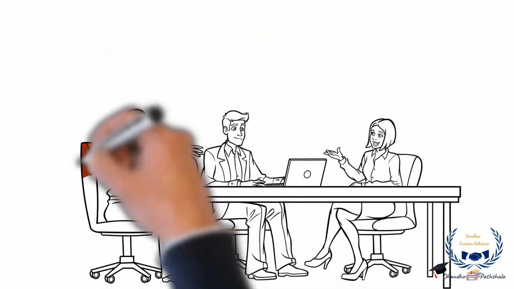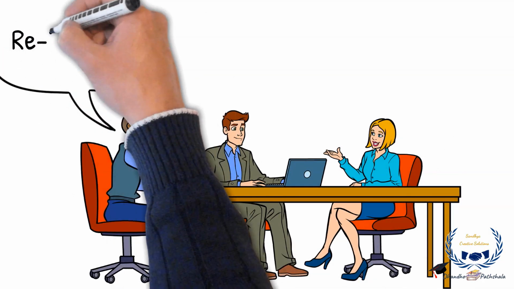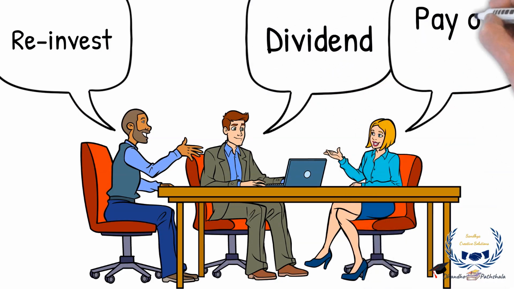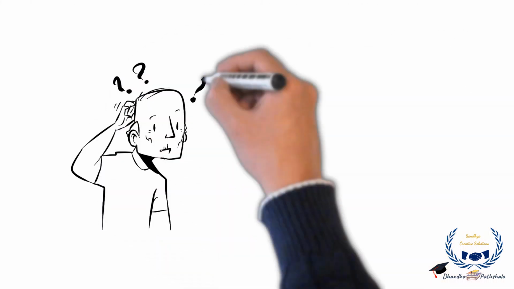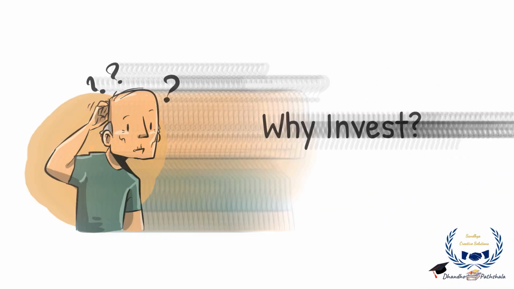The board of directors will decide what will happen to this earning. They can decide to invest it back in business, they can pay you dividend, they can use it to pay off loans, they can do anything. So why do we invest in share market, when we don't even have control over the income?